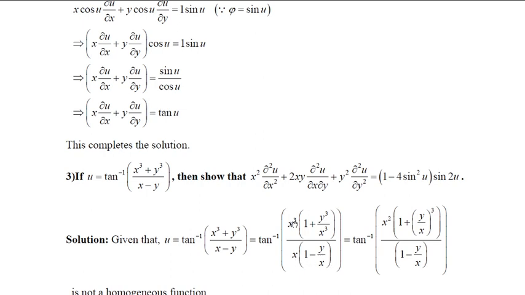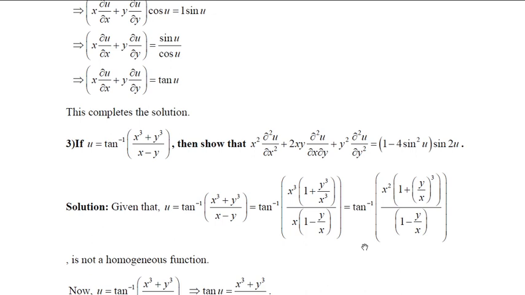And x cube cancels, remaining is x square. And we can write this as (1 plus y by x) whole cube divided by (1 minus y by x). Of course, this inside function is a function of y by x, to the power of some power into this function of y by x. But tan inverse is outside. Hence, this is not a homogeneous function. Is it possible to convert this into a homogeneous function? Of course. If tan inverse was not there, then it would have been a homogeneous function.